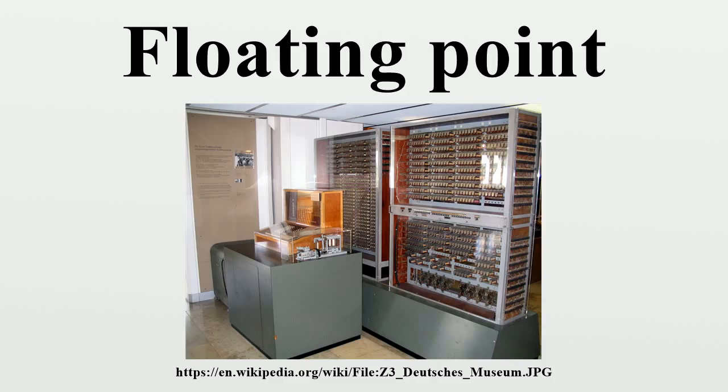The UNIVAC 1100 and 2200 series, introduced in 1962, supports two floating-point representations. Single precision: 36 bits, organized as a 1-bit sign, an 8-bit exponent, and a 27-bit significand. Double precision: 72 bits, organized as a 1-bit sign, an 11-bit exponent, and a 60-bit significand.